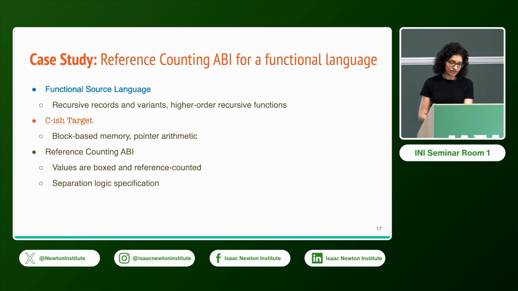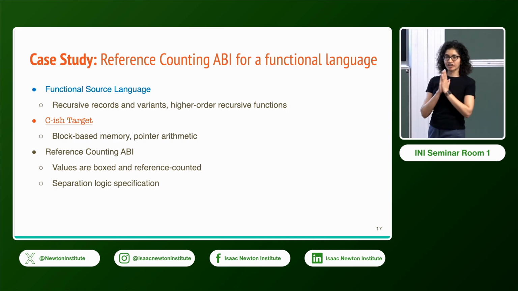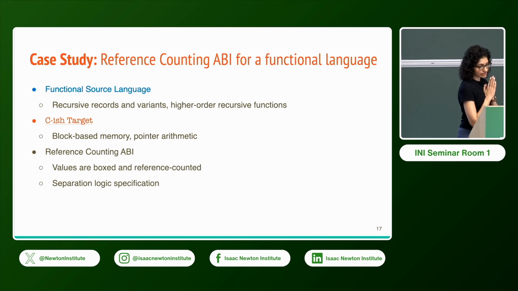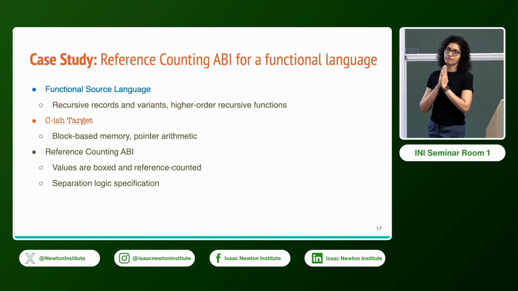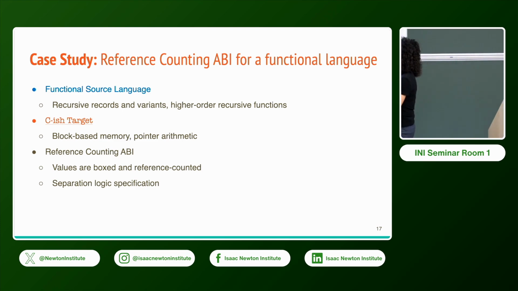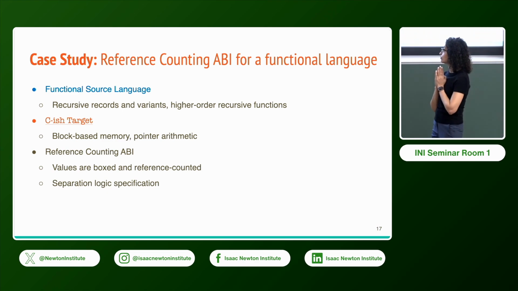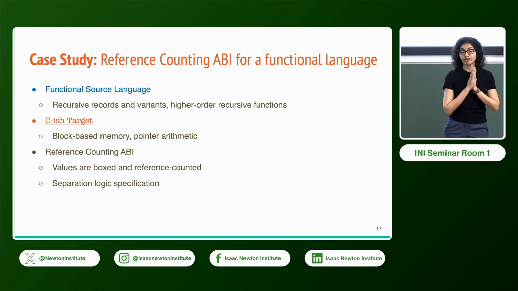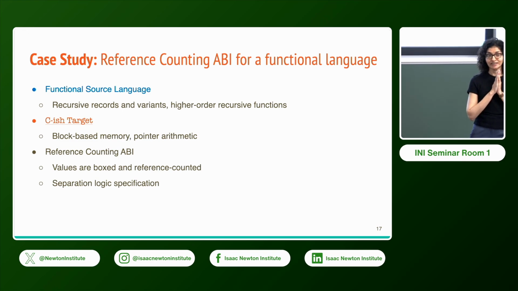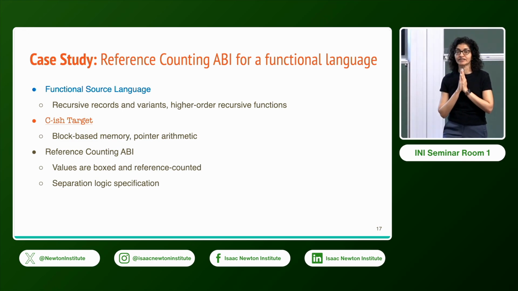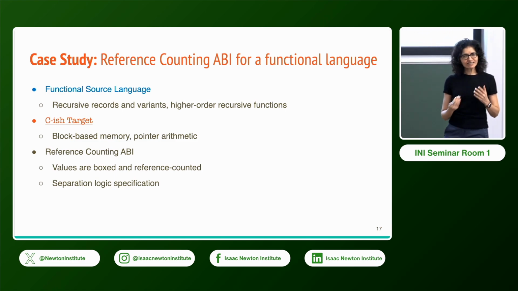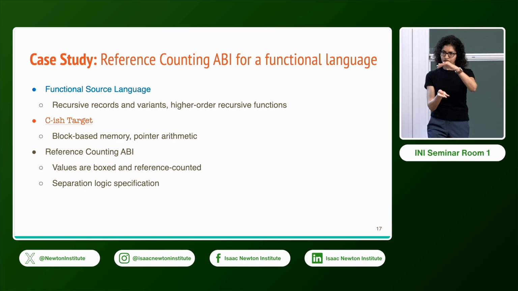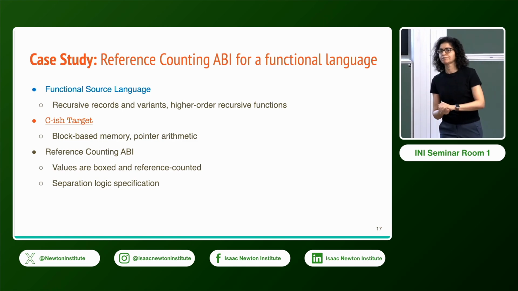We did this as a case study where we took a simple functional source language. It has recursive records and variants, higher order recursive functions, and we compiled it to a C-ish target. Basically, we are giving an ABI for the functional language for the C platform. This is actually something that the Krabby effort is doing as well. They're trying to specify the Rust ABI at the C level. Normally we think of ABIs as x86, but it doesn't have to be. You can do it at a higher-level platform than that and go from there.